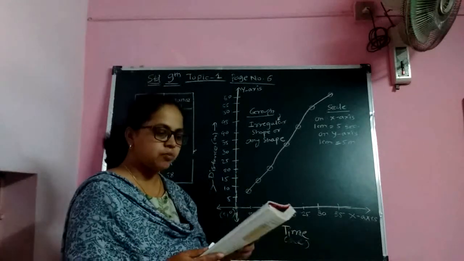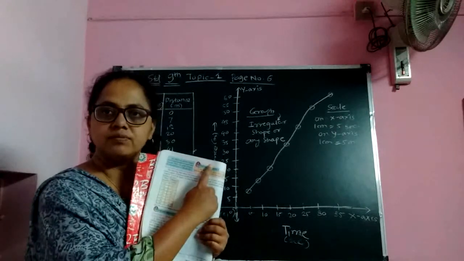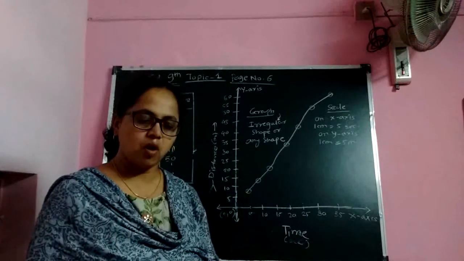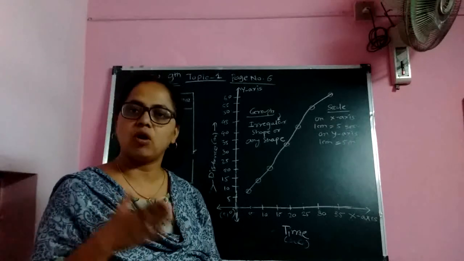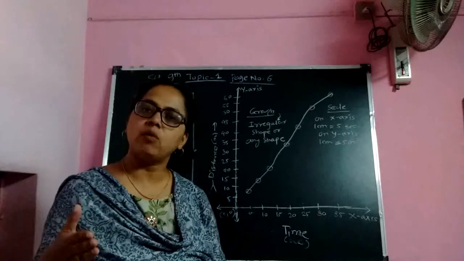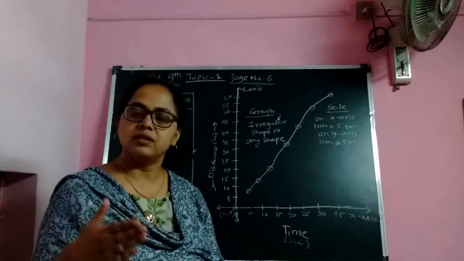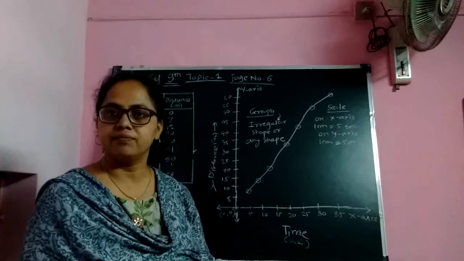Now, the next point is, use your brain power. What is the question asked? In the distance time graph, what does the slope of a straight line indicate? When we draw the graph of uniform motion of distance and time, then the slope indicates the velocity.